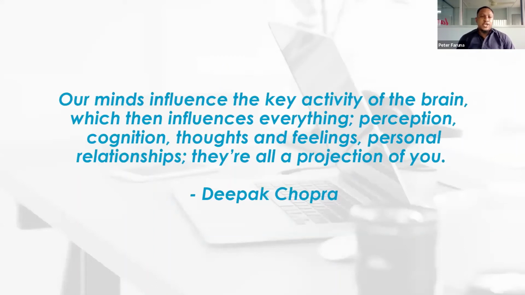That being said, there's a quote from an author and a public speaker, which says, "Our mind influences the key activity of the brain, which then influences everything: perception, cognition, thoughts and feelings, personal relationships. They are all a projection of you." So this is to say that everything we see has an influence from before, or we have a perception, or a cognitive reasoning towards it, or we probably have personal relationships with this kind of thing. Is it a picture of somebody laughing, or somebody crying, or something that has happened to you before, or that you've experienced, or that you've heard about, just basically experiences.